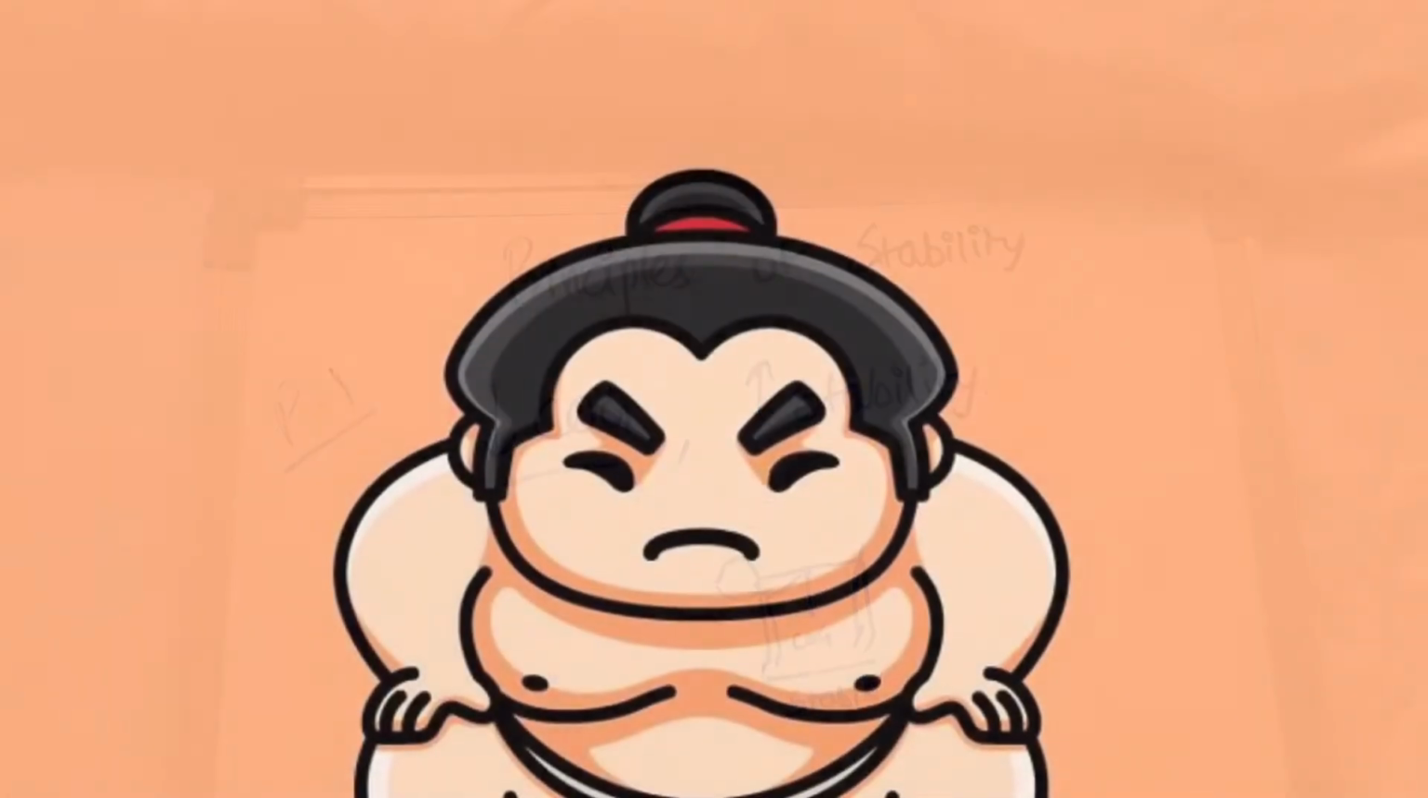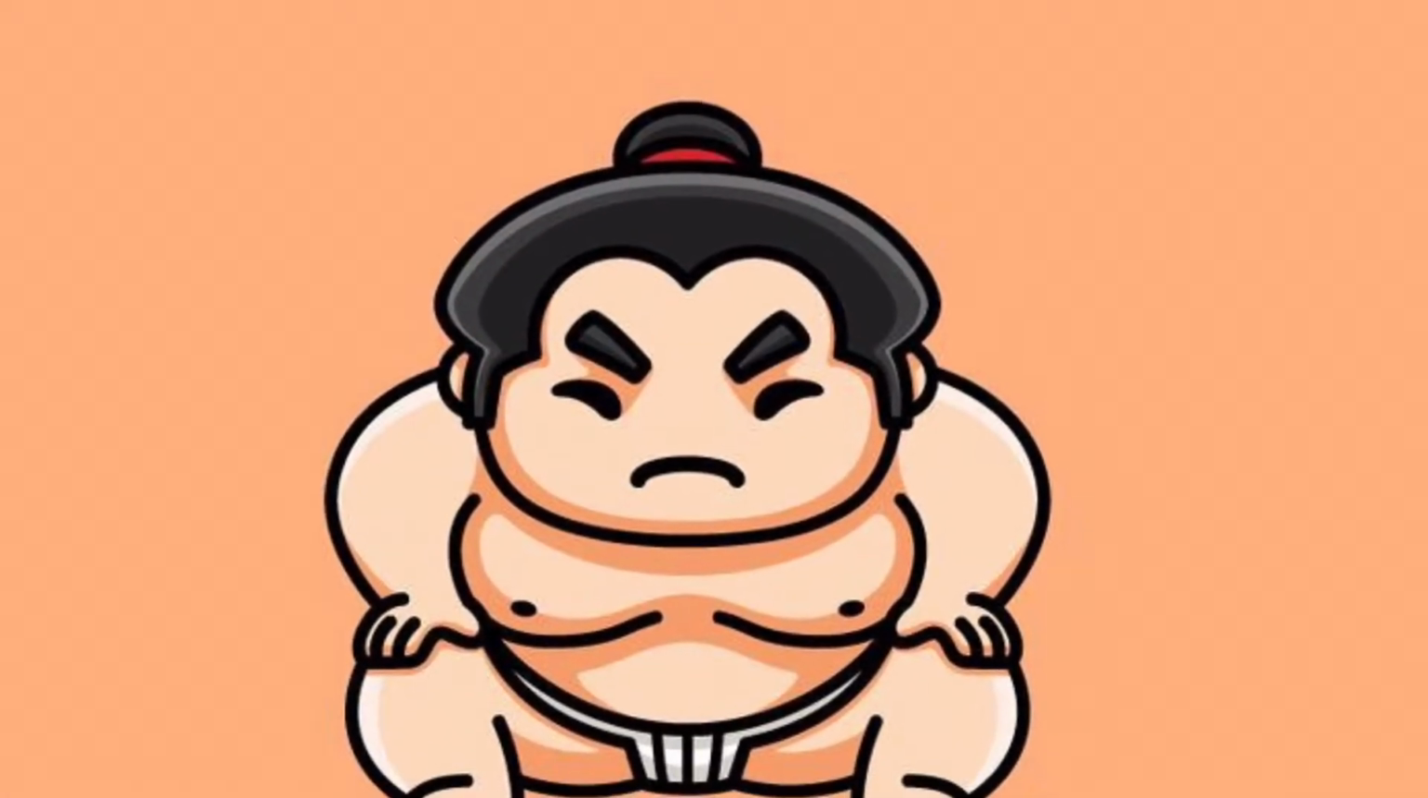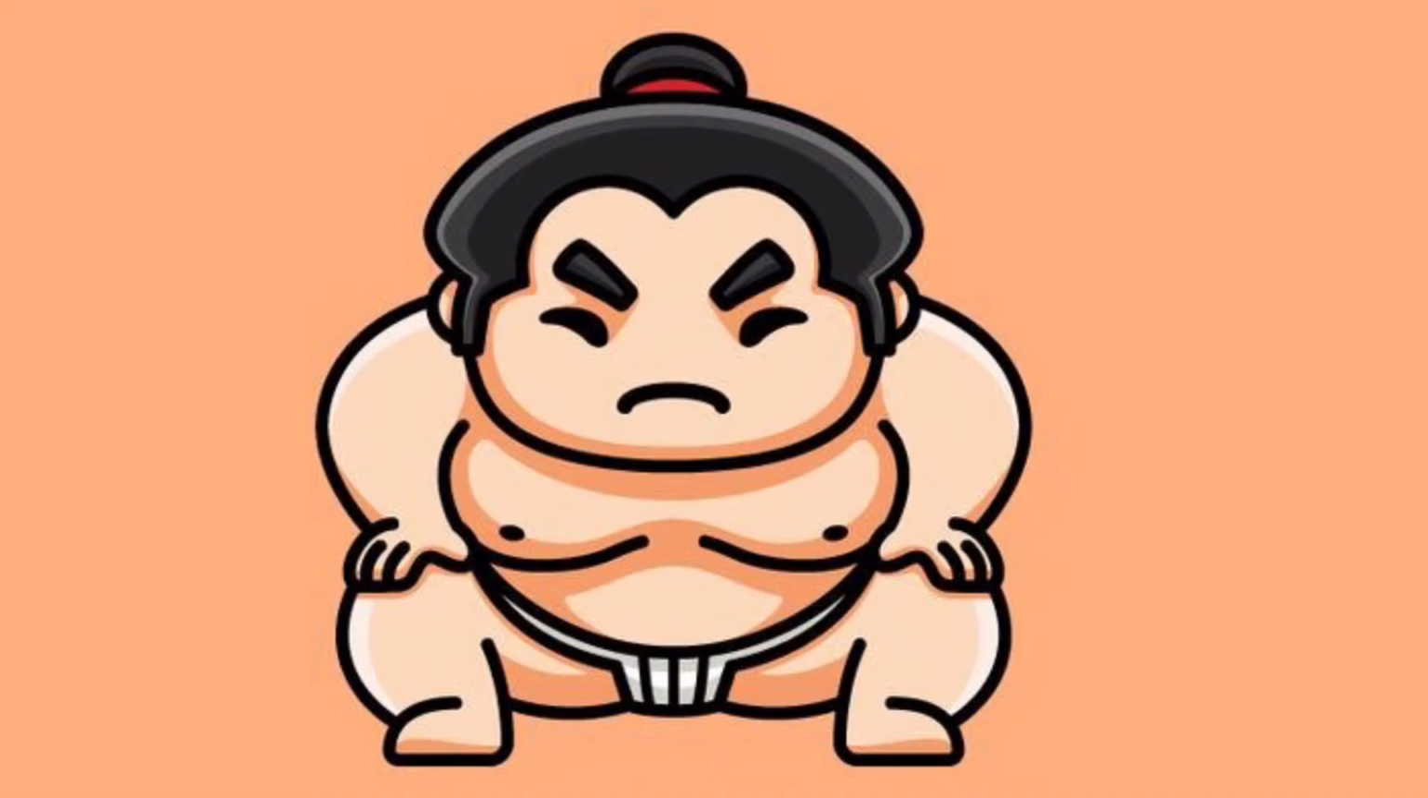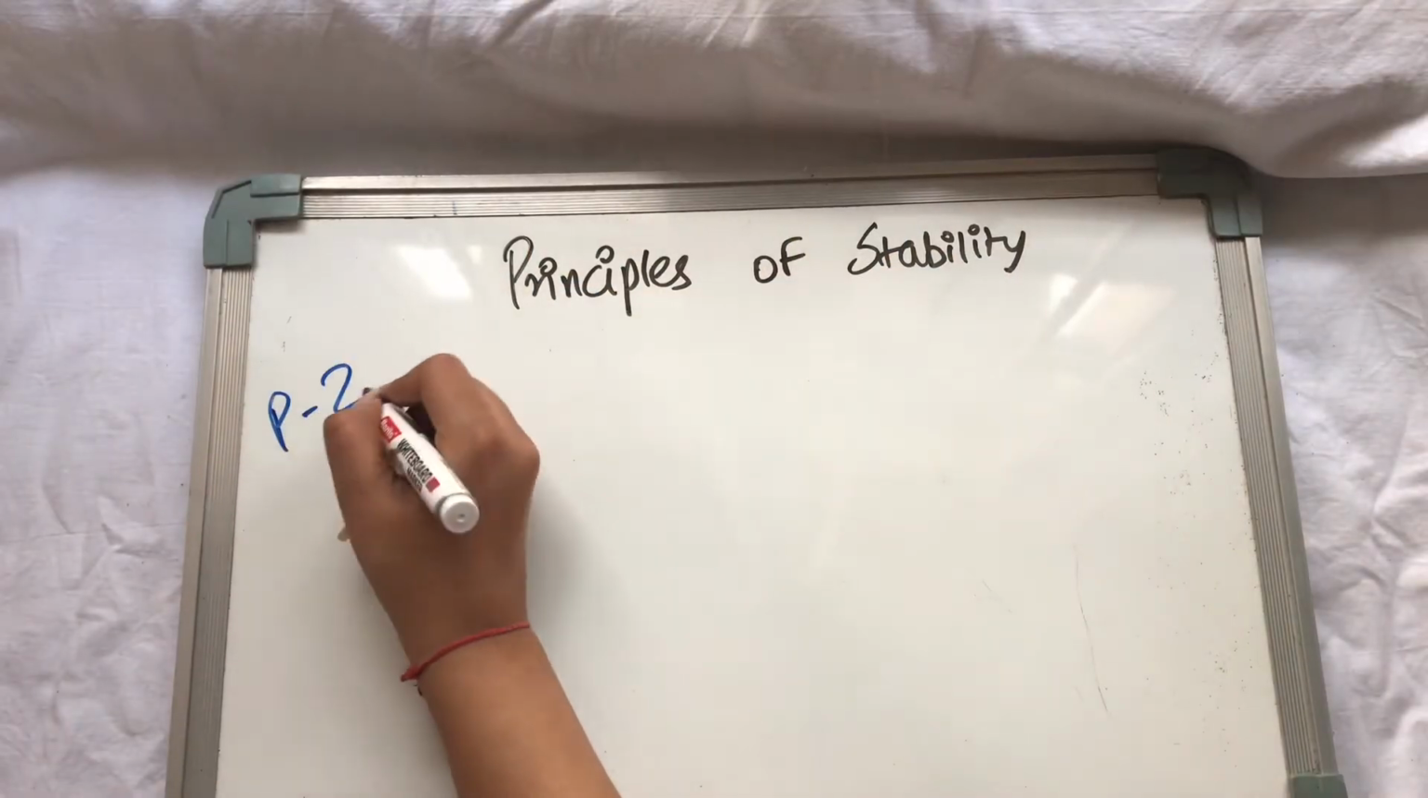And another example is a wrestler. He remains lower to the ground and thus lowers his center of gravity and increases stability.